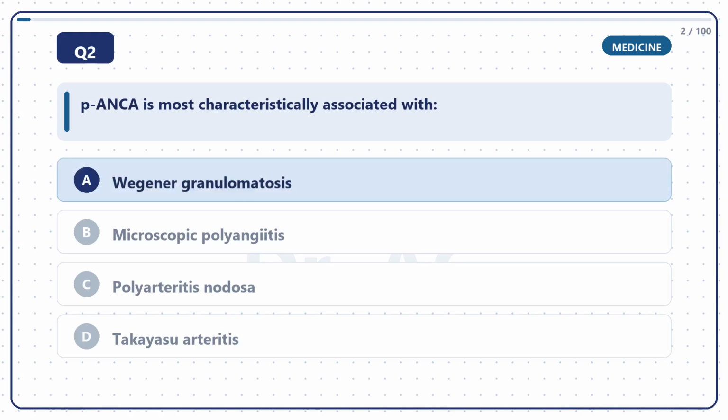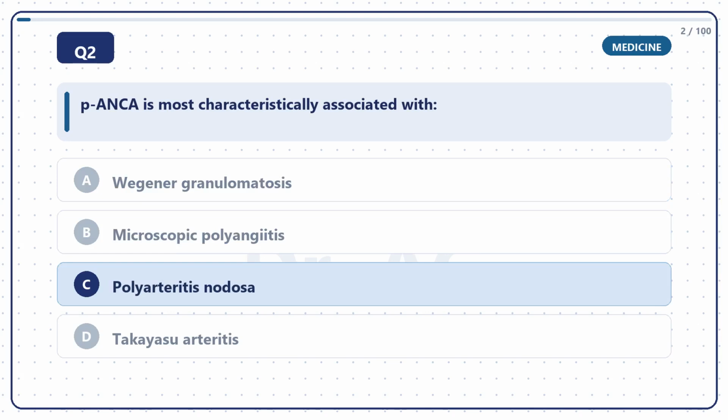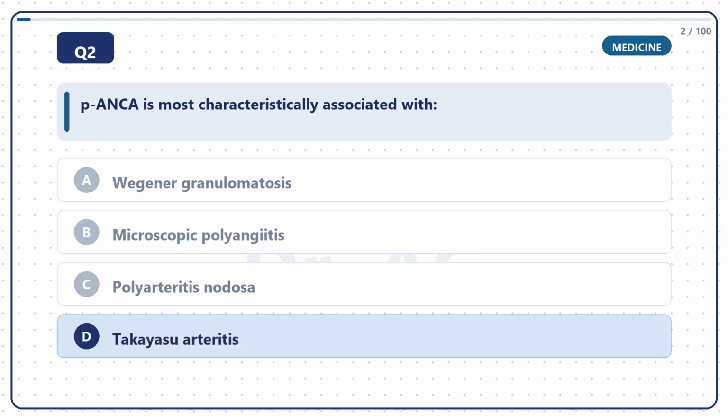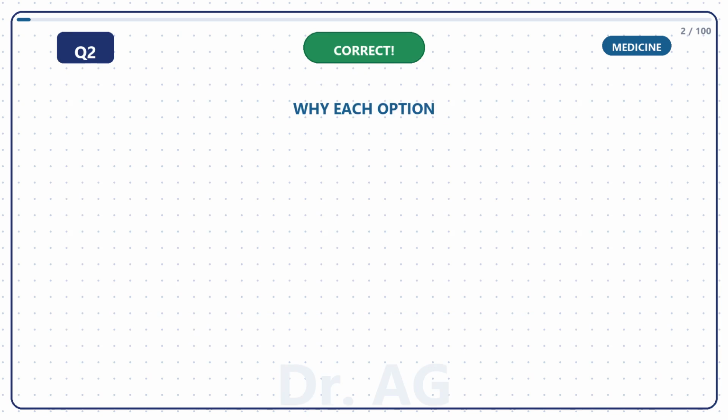Question 2. P-ANCA is most characteristically associated with Option A. Wegener granulomatosis. Option B. Microscopic polyangiitis. Option C. Polyarteritis nodosa. Option D. Takayasu arteritis. The correct answer is option B. Microscopic polyangiitis. Let's go through the options.